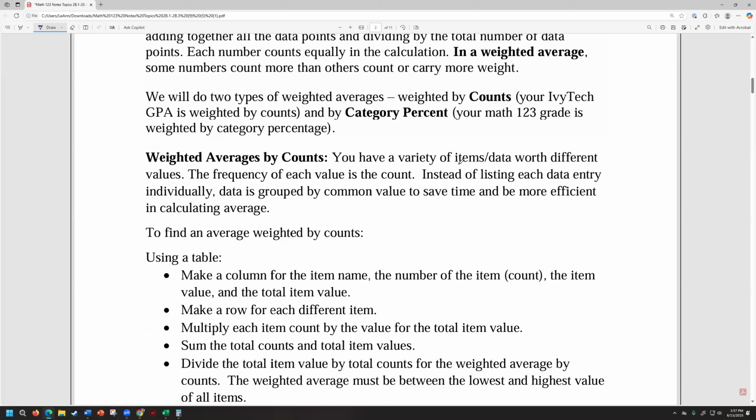Weighted averages by counts. You have a variety of items or data worth different values. Like GPA, grades are worth different values, like letter grades are. The frequency of each value is the count. So how many of each item do you have? Instead of listing each data entry item individually, we group them by the common value to save time and be more efficient in calculating averages.